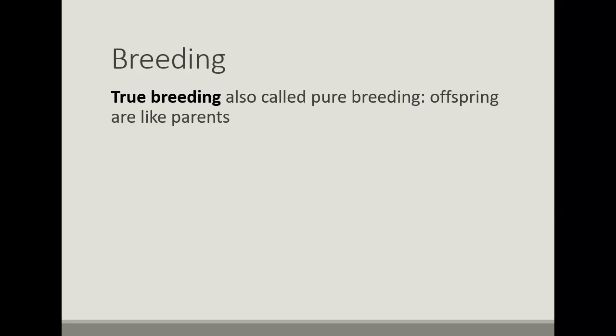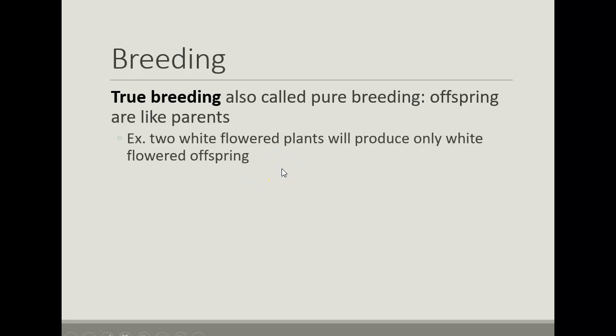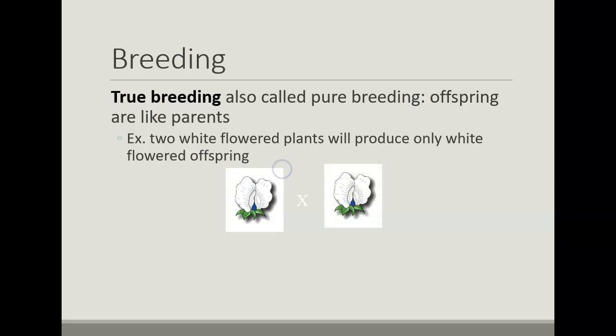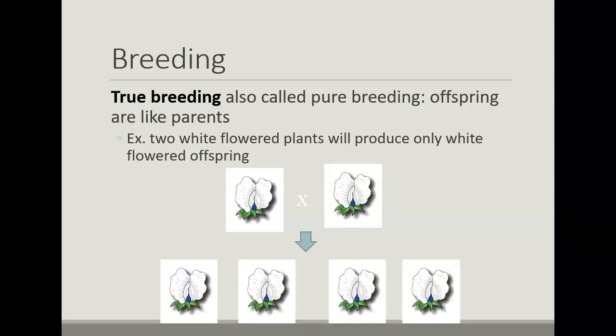So going back to tall plants, for example, if you took two tall plants and got all tall offspring, and you did it again and again and again, you would know that those plants have been true bred for the trait of being tall. I can also give you the example of white flowers here. If we take two plants that have white flowers and they always produce only offspring that have white flowers, we know that those plants have been true bred for white flowers.